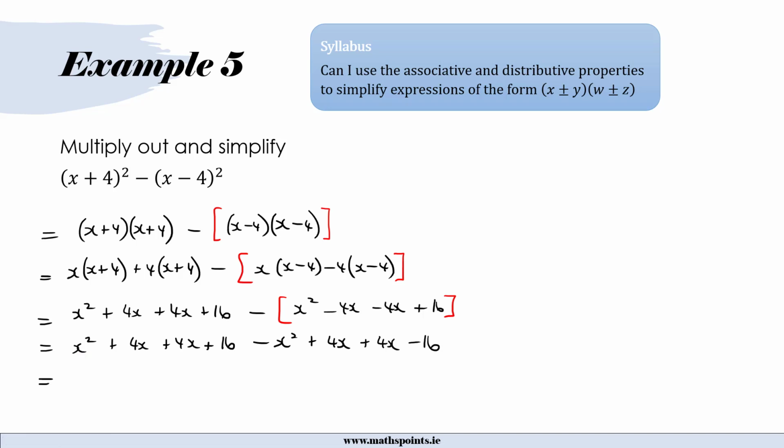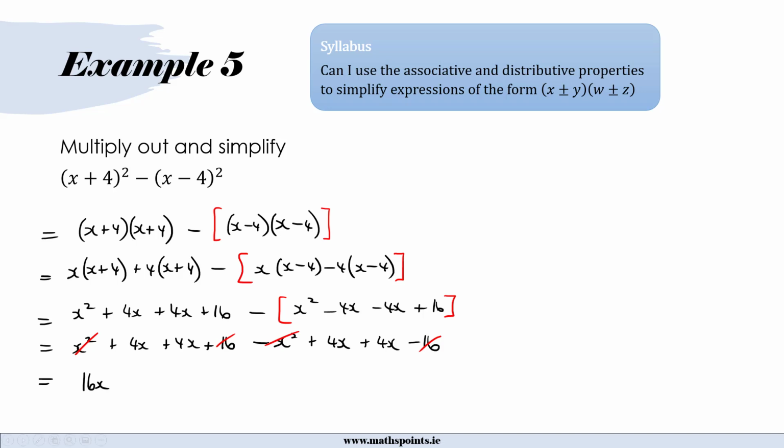So finally, there's a little bit of tidying up we can do. We can simplify this expression now because there's lots of like terms. x squared and x squared are like terms, but we have an x squared minus an x squared, and that gives us 0, or they cancel. We have a 16 minus a 16, and they cancel. And so what we have left is 4x plus 4x plus 4x plus 4x, which is 16x.